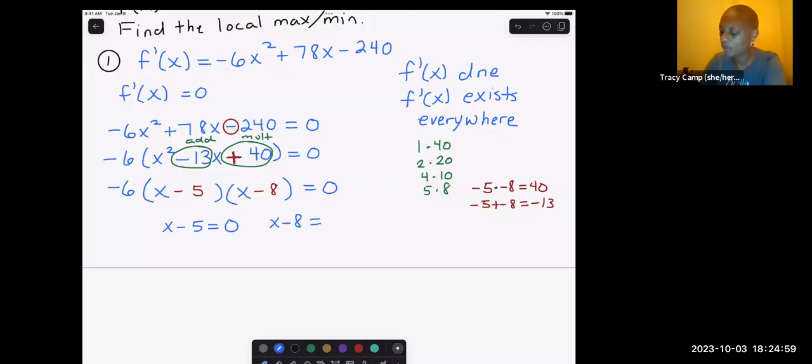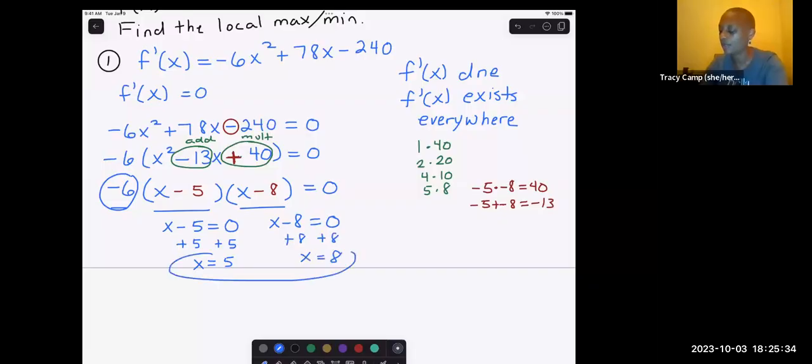The idea is that I'm multiplying three numbers, negative 6, x minus 5, and x minus 8. And when I multiply them, I get 0, so one of them has to be 0. The negative 6 is a constant, it's never anything other than negative 6, so the only other possibilities are the x minus 5 and the x minus 8. Solving for x, I get x equals 5 and x equals 8. And these are my critical numbers.